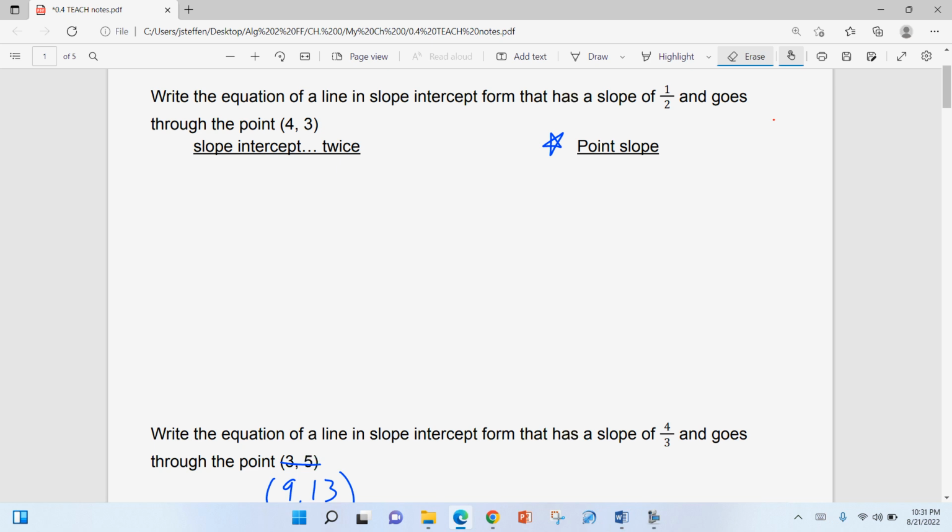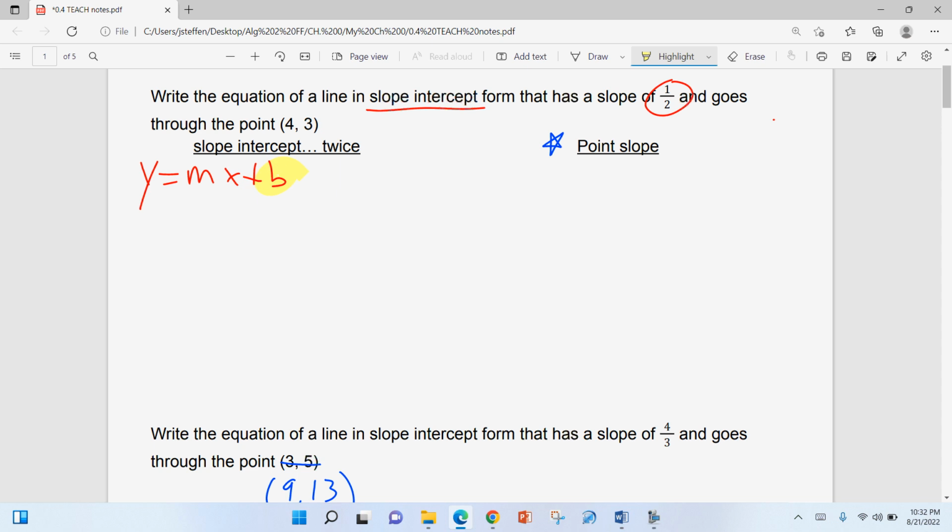So using slope-intercept form, we're obviously starting with y is equal to mx plus b. And the question is, write the equation of a line in slope-intercept form that has a slope of 1/2 and goes through the point (4, 3). With this, it's important to realize that we know the slope, but we don't know the y-intercept. So we're really trying to find the y-intercept.